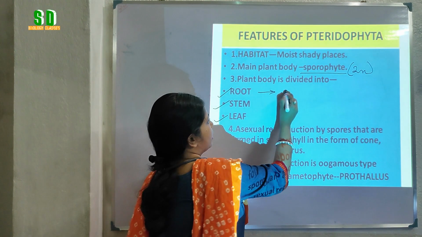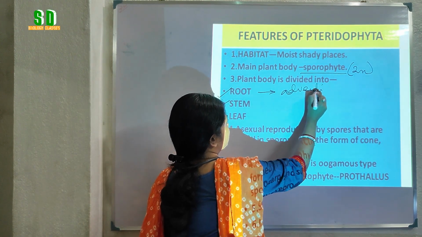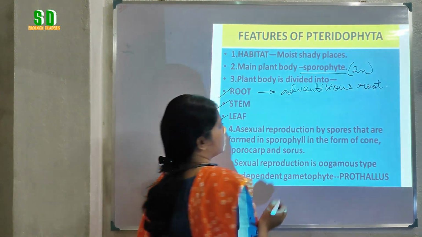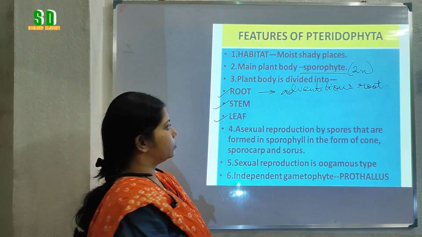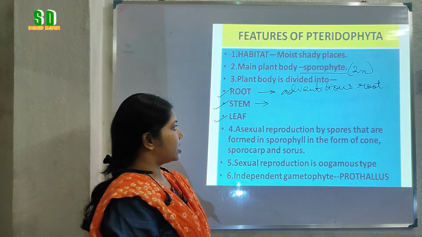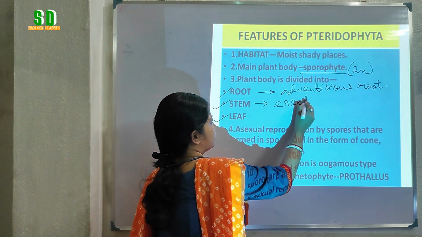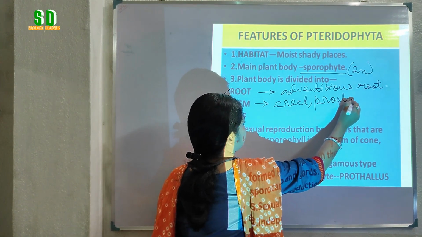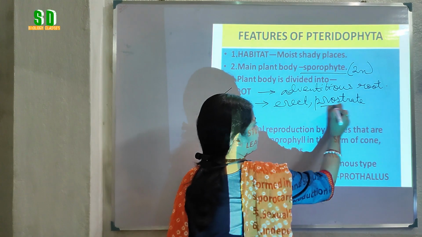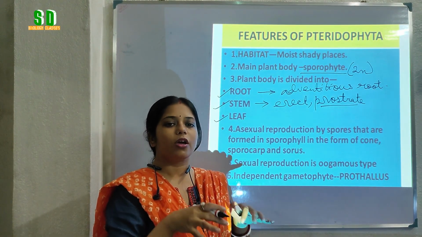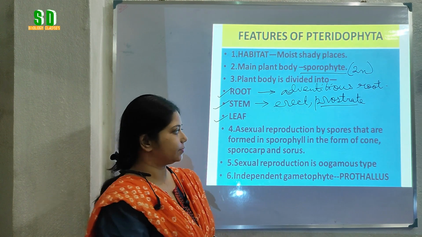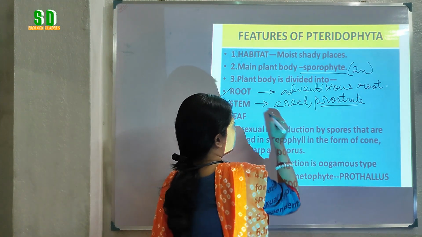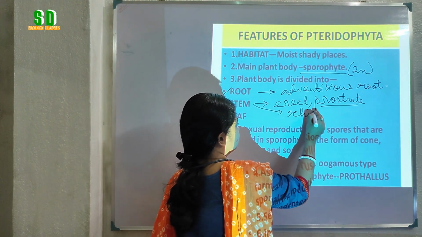Usually we can see adventitious roots. The stem can be erect, that means it grows straight, or it can be prostrate also. What is the meaning of prostrate? Prostrate means the stem runs along the surface of the soil. Sometimes the stem remains under the soil, and in that case it is called a rhizome.